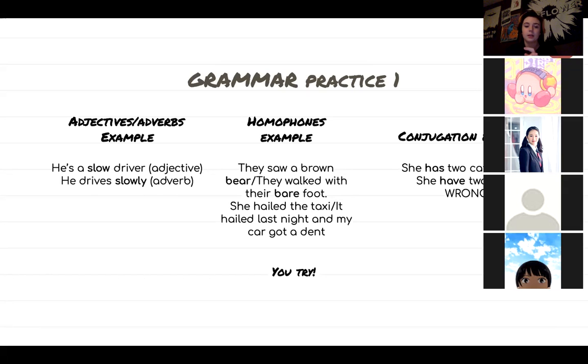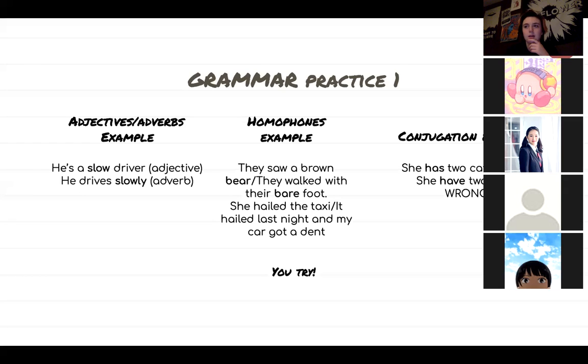So that's a homophone where they are spelled differently, whereas this is a homophone where they're spelled the same. She hailed the taxi versus it hailed last night. And then a conjugation example: she has two cats versus she have two cats.